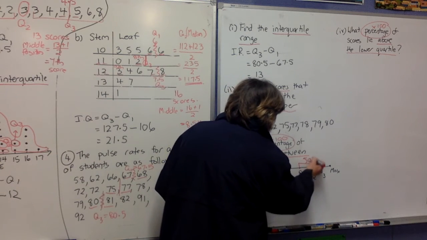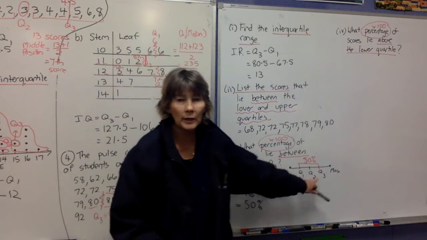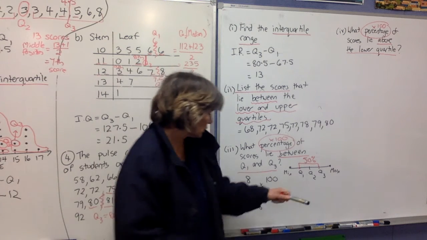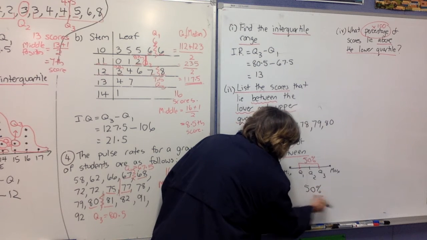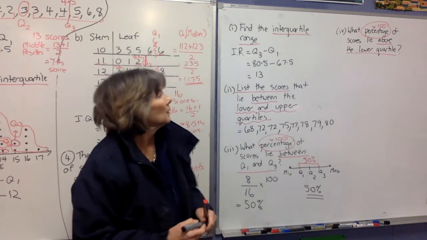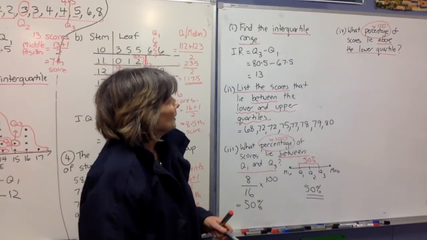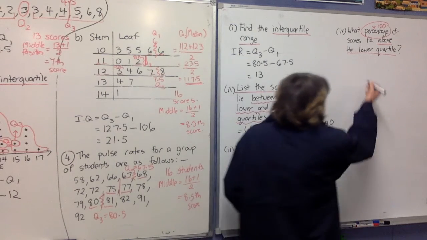So we should have, what percentage of scores between Q1 and Q3? 50%. And that's exactly what we got. So we could just write straight up, 50% is my answer, no working needed, that's it. Okay, now we're going to do part 4. So if we do it the short way, what percentage of scores lie above the lower quartile?